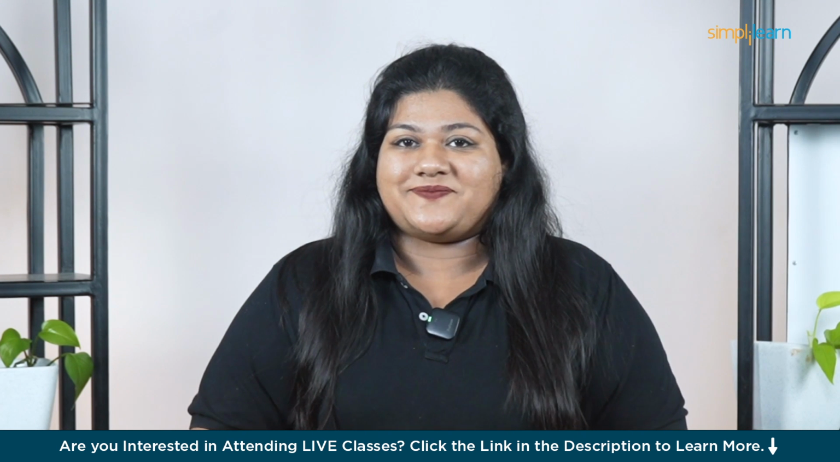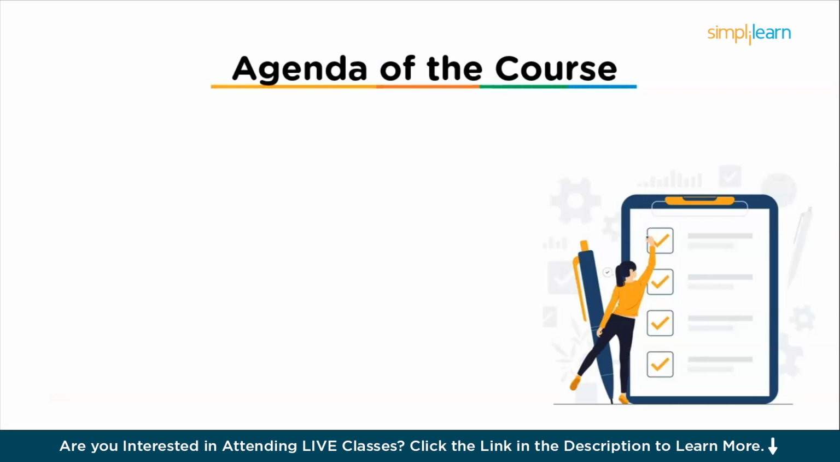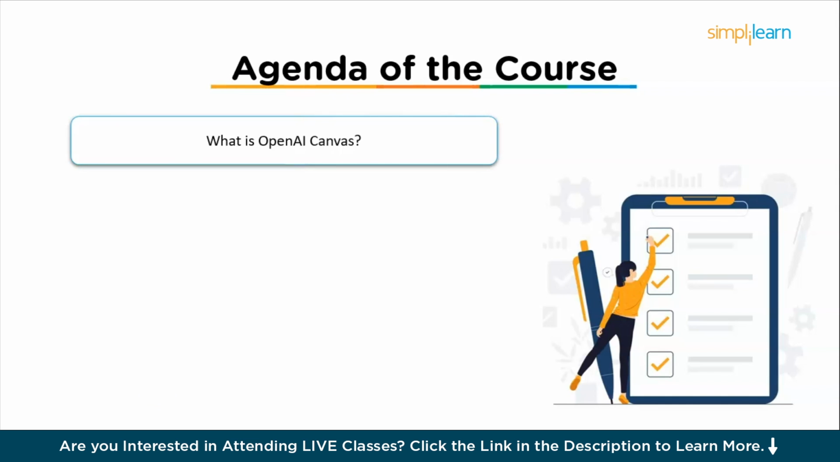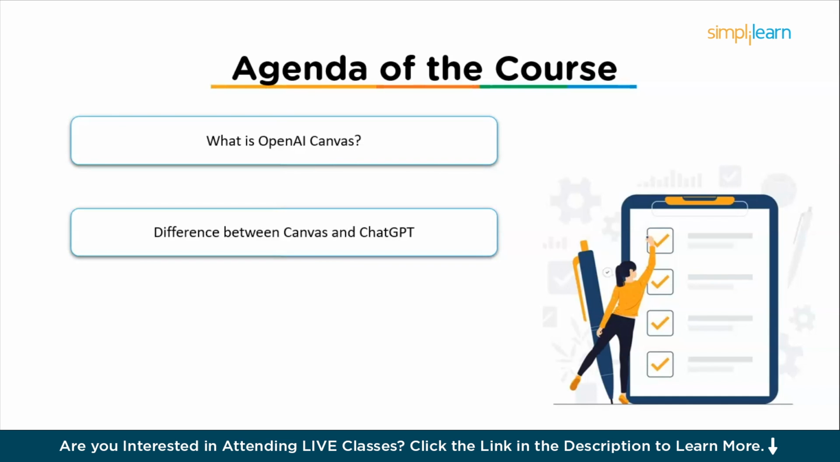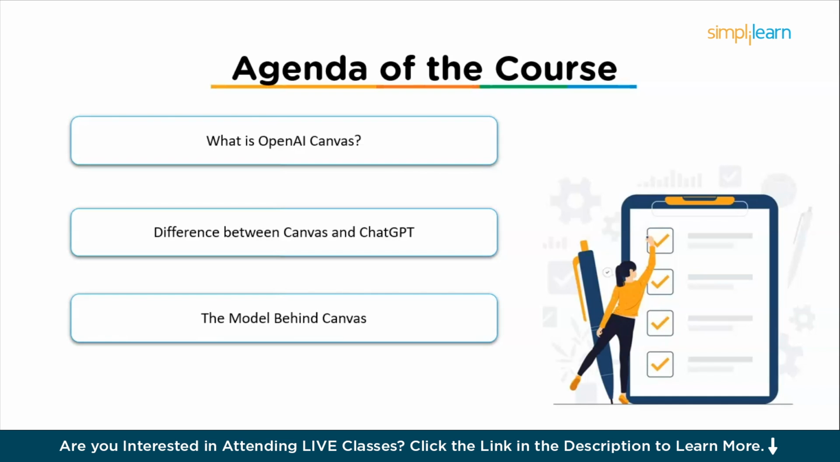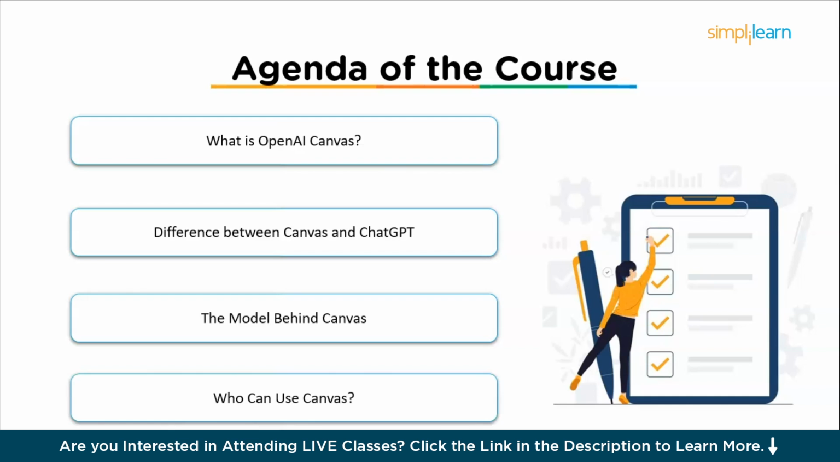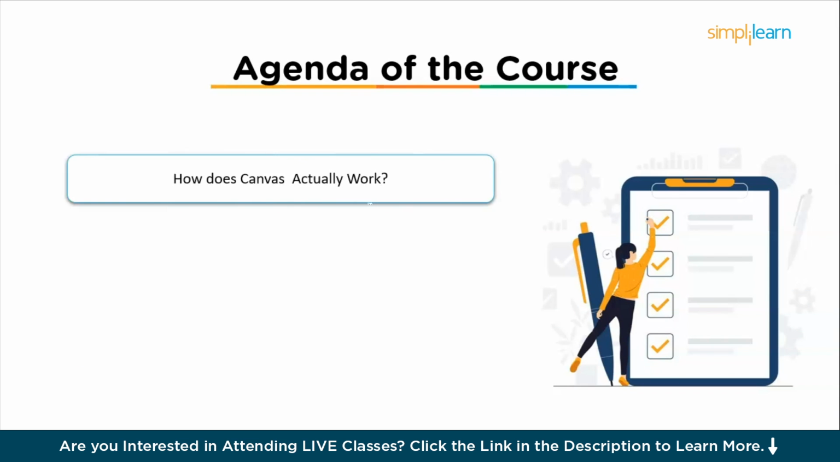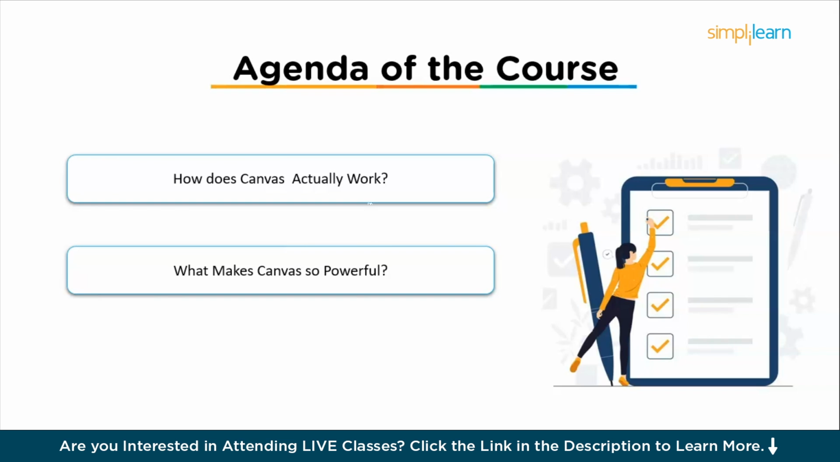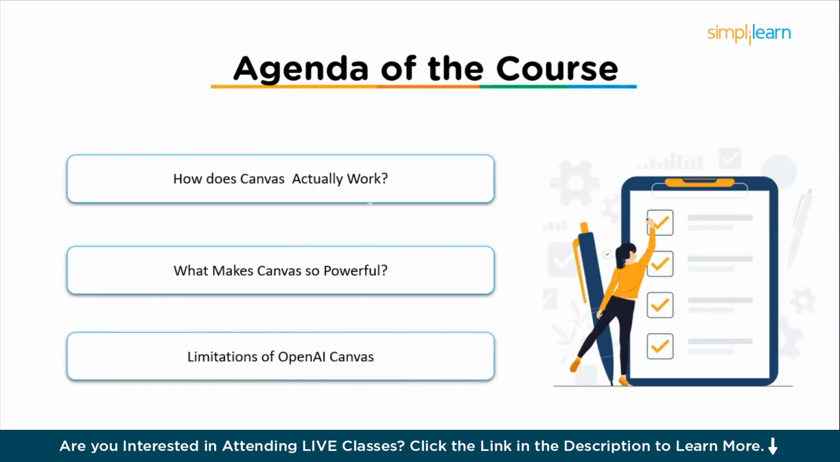So let's begin. Before we get to know what is OpenAI Canvas, let's understand the agenda of the course. In this video, we will first see what is OpenAI Canvas. Then we will go through the difference between Canvas and ChatGPT. Then we will see the model behind Canvas, and then we will get into who can use Canvas. Then we will see how Canvas actually works and what makes Canvas so powerful. And finally, we will see the limitations of OpenAI Canvas. So let's now get into it.